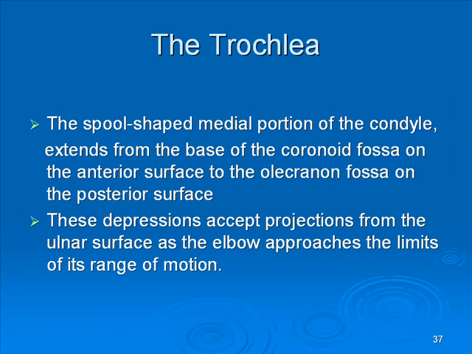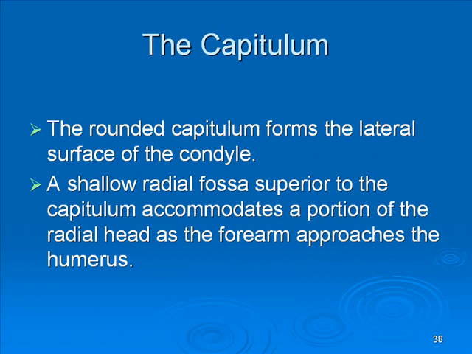Again, on the ulnar bone, and I'll show you the ulna in just a minute, there's a C-shaped process that actually fits into the olecranon fossa on the humerus. That C-shaped process is referred to as the olecranon process. That's on the ulnar bone.